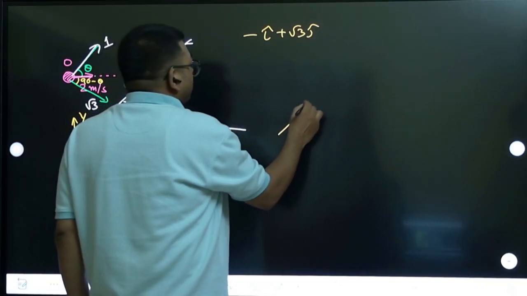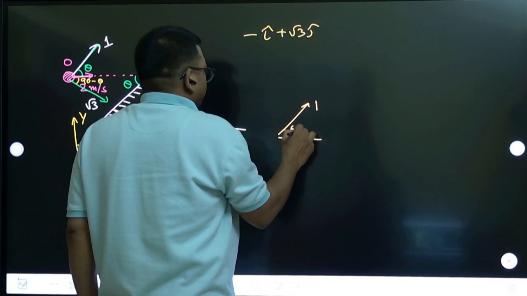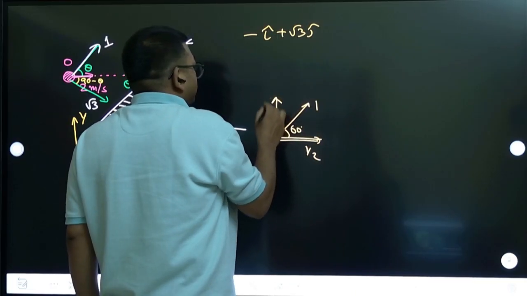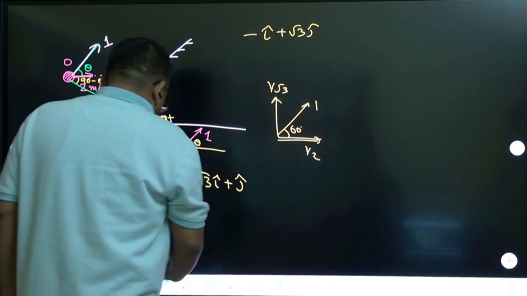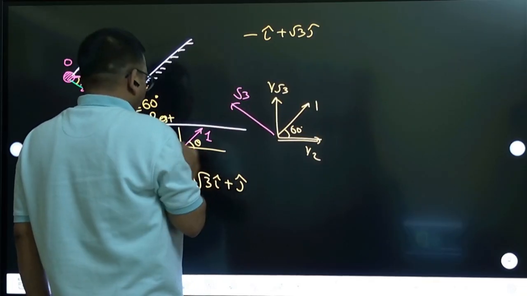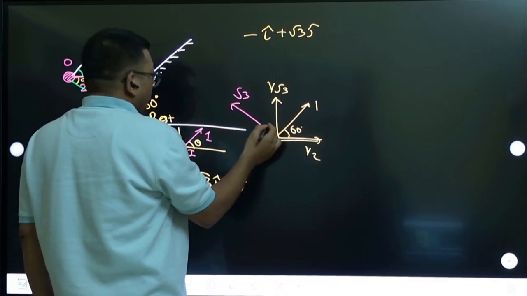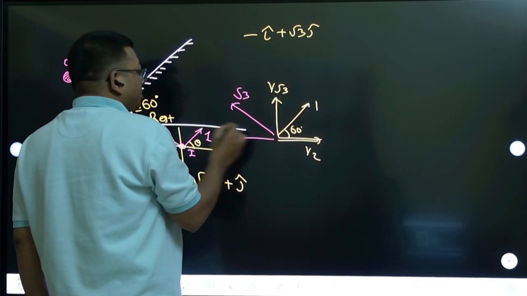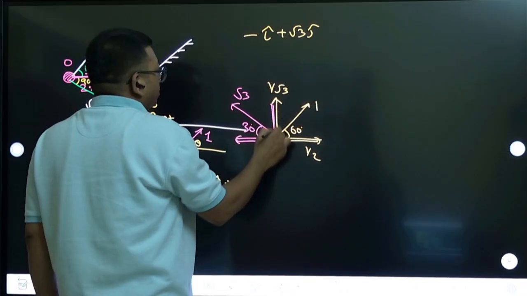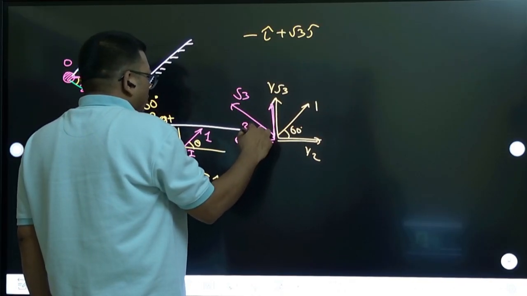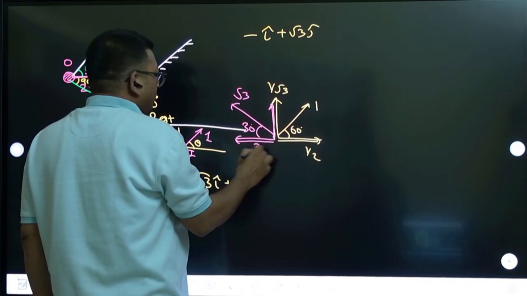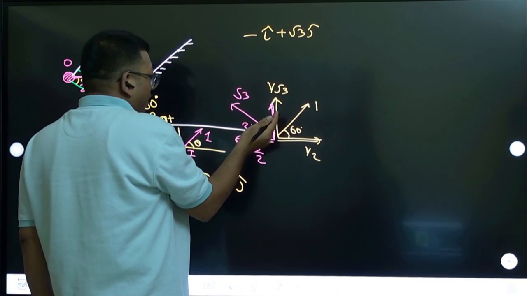So this one, this theta, means this is 60 degrees. So resolve this: 1 cos 60 is 1 by 2, and 1 sin 60 is root 3 by 2. Okay, and this root 3 is making 90 minus theta, which means this is 30 degrees then. Now resolve this root 3 in two directions. So root 3 cos means root 3 by 2. So root 3 into root 3 by 2 will become 3 by 2. And here root 3 sin means half.